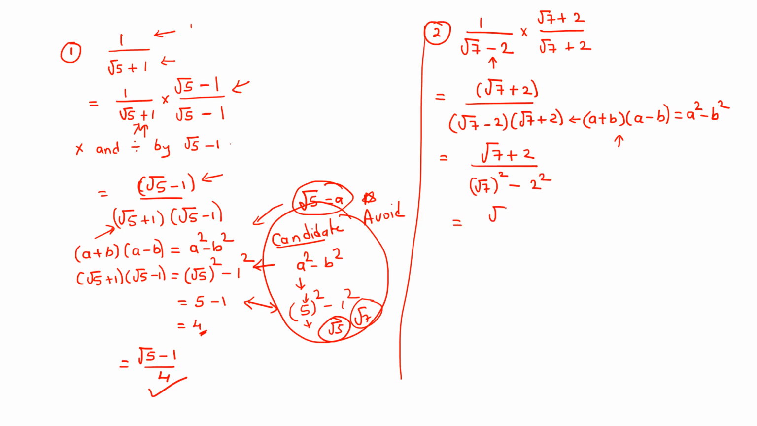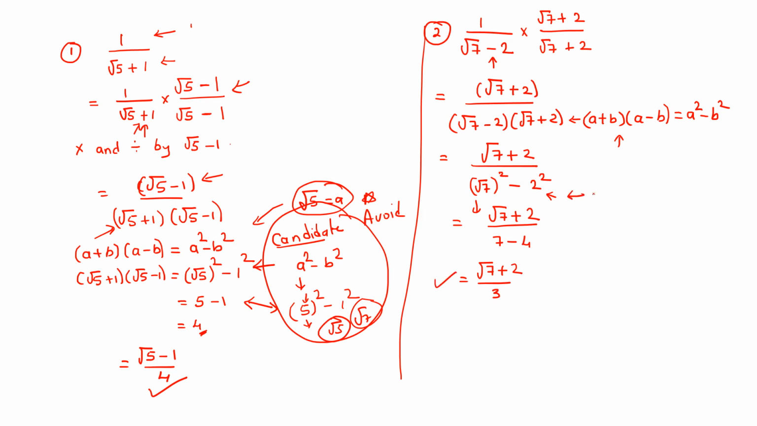So now what happens, root 7 plus 2 divided by root 7 square is 7 minus 2 square is 4. So now this is root 7 plus 2 divided by 3. This is your final answer.